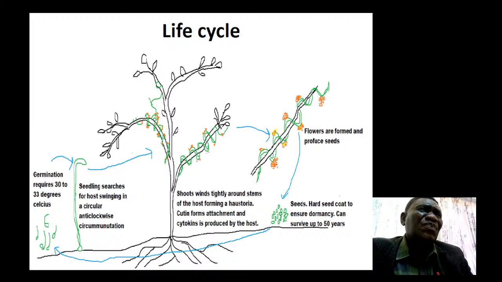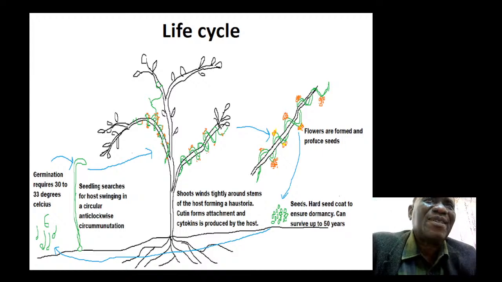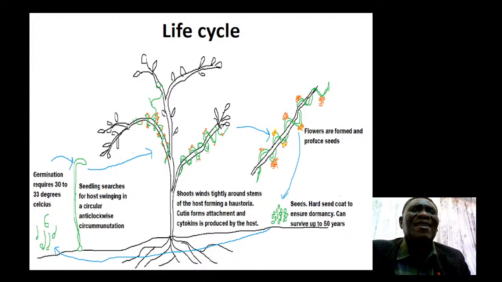Now, with the seeds, these seeds do not require a germination stimulant, unlike the other parasites. Once there is moisture, if we move to this stage, and you have got temperatures of 30 to 33 degrees Celsius, you have seed germination. Now, after germination, the seedling will look for the host.